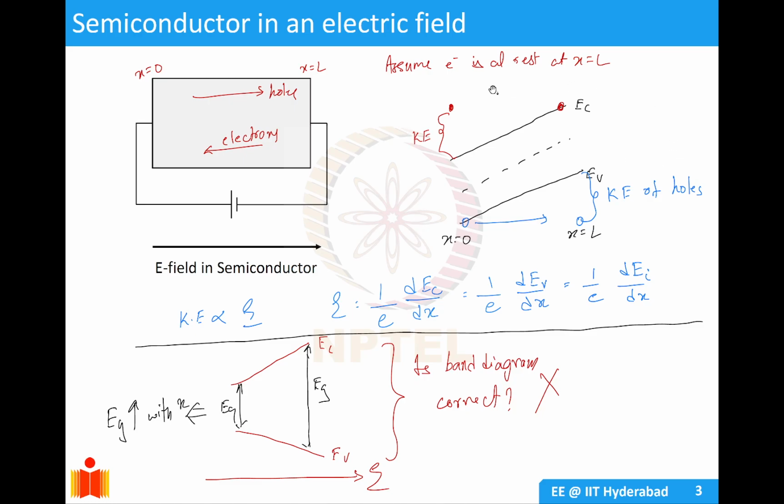In the case of a semiconductor in an electric field, electrons will move in the direction of the electric field, and holes will move opposite to the direction of the electric field.